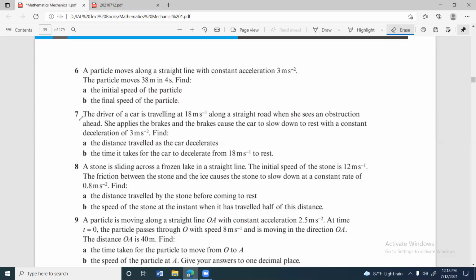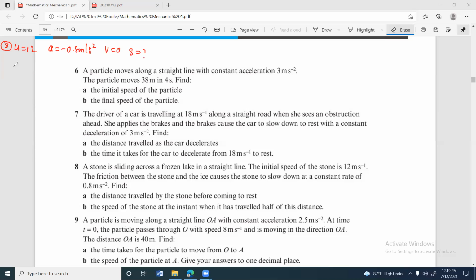Then let's come to question number 8. A stone is sliding across a frozen lake on a horizontal plane. The initial speed of the stone is 12, so U is 12. The friction between the stone and the ice makes the stone slow down at a constant rate, that is, a is minus 0.8 meters per second squared. Find the distance traveled by the stone before it comes to rest. Coming to rest means V equals 0.